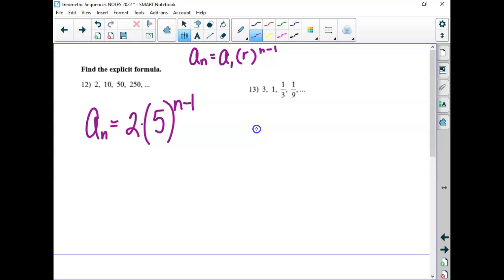All right, and this one? A sub n equals 3 times 1/3 to the n minus 1. Also required parentheses if you have a fraction. All right. Do you see here why it wouldn't make sense to do the 3 times 1/3? If you did 3 times 1/3, you'd get 1. 1 to some power would just be 1, 1, 1, 1, 1, and that's clearly not what this sequence was.